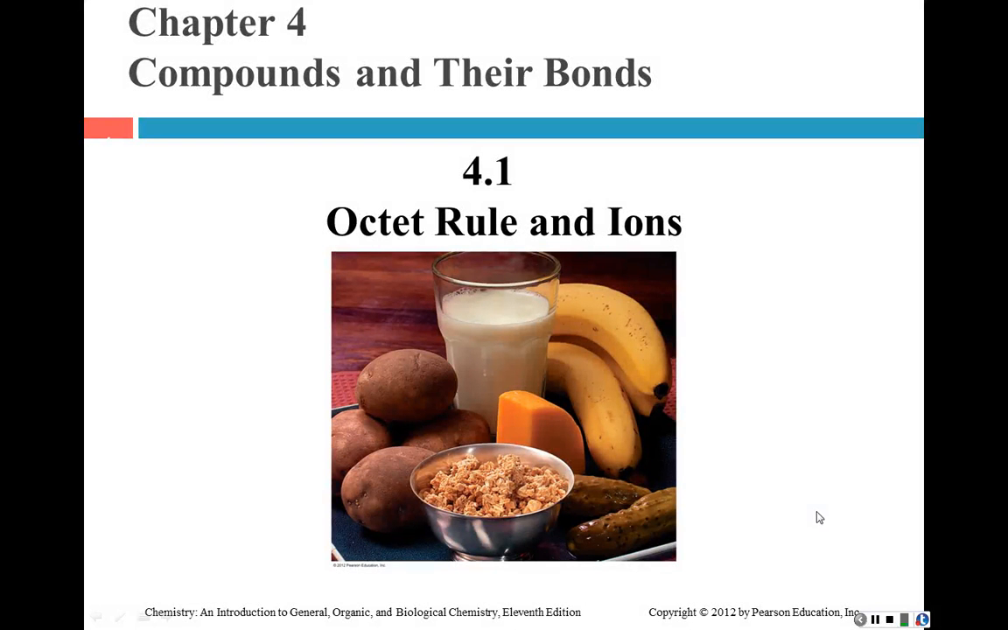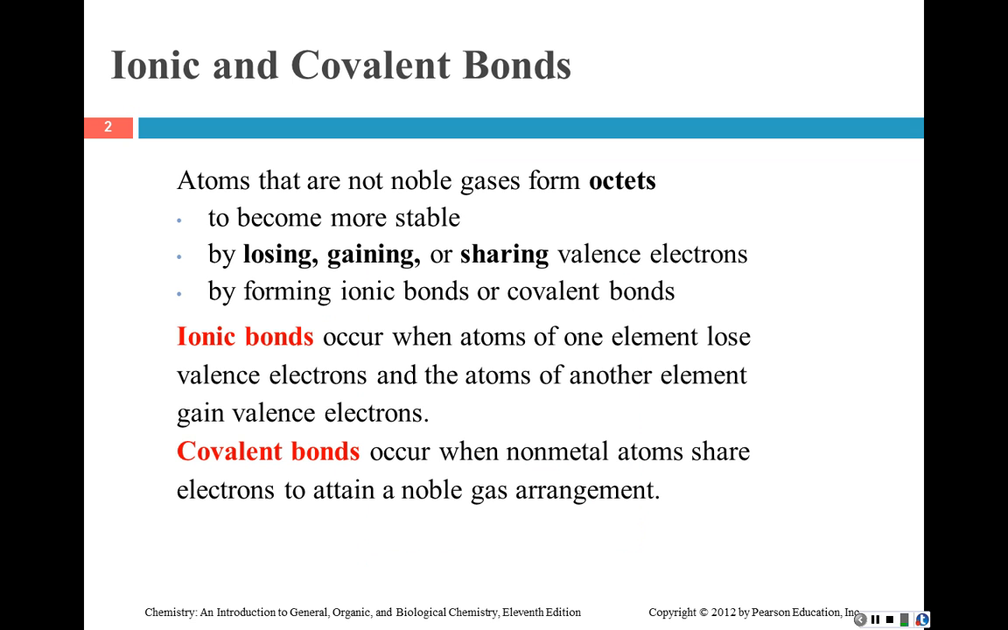Hello everyone, and welcome to Chapter 4, Compounds and Their Bonds. In the first section, 4.1, we're going to talk about the octet rule and ions. Atoms that are not noble gases form octets. Just like a duet is 2, a quartet is 4, an octet is 8.